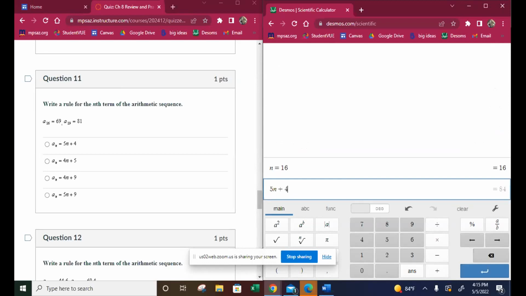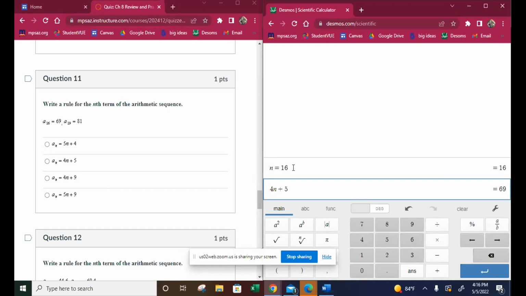Yes. Okay, so is that 69? No. So let's try the next formula. 4n plus 5. Is that 69? I thought that was. Oh wait. Oh no, I thought it was 4n plus 5. Oh my gosh. 4n plus 5 is 6. And we want it to be 69. Do you see why I want that?